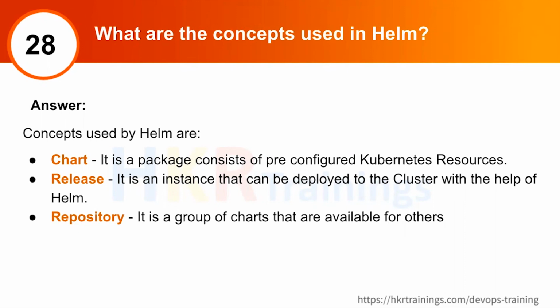And repositories: a repository is a group of all the charts that are available for others, just like we see the Docker registry and GitHub for the source. To maintain all Helm charts, we can have a Helm repository, where we can push our Helm charts, or we can access charts created by others by accessing the Helm repositories.